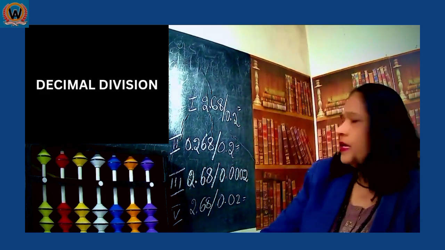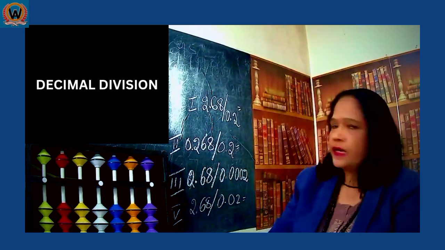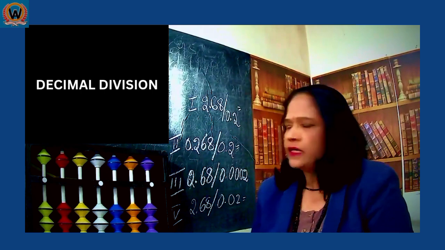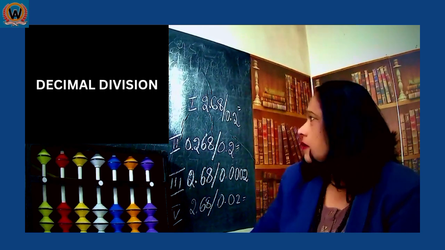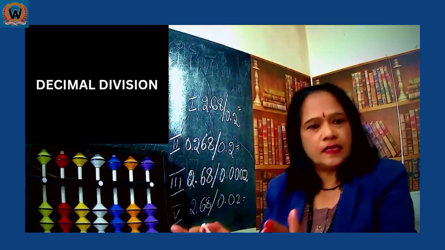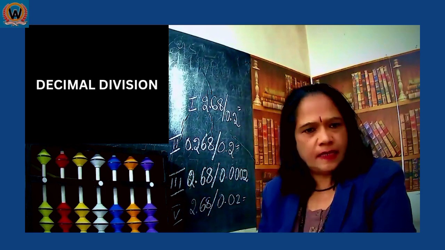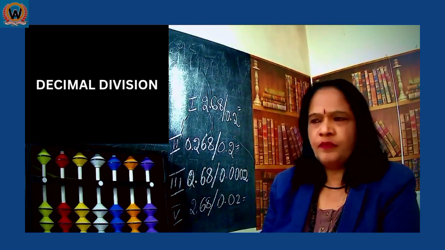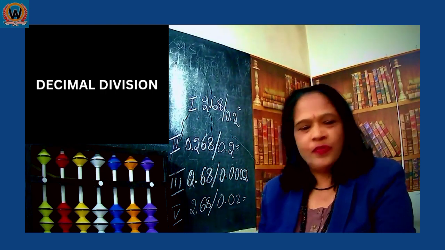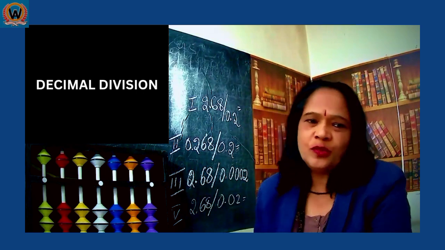I have taken the numbers 2.68 divided by 0.2. Now what we'll do is take it as a whole number. We'll not consider the decimals. Just take it as a whole number and divide it to get the answer first. That is the abacus method. Take all the numbers as whole numbers, forget about the points, divide and get the answer. Then we see where to put the point.